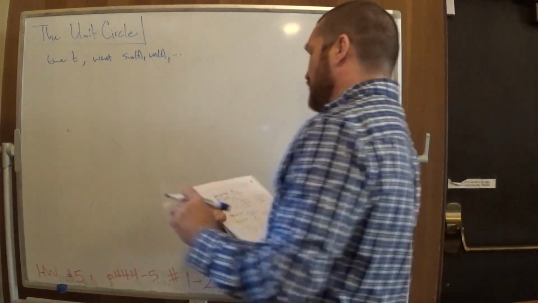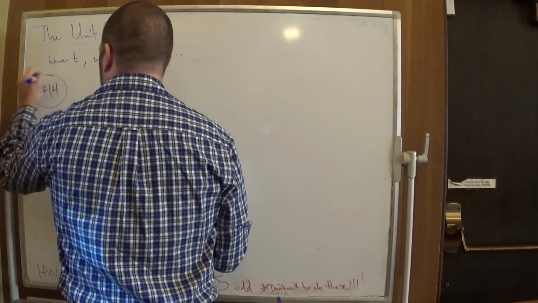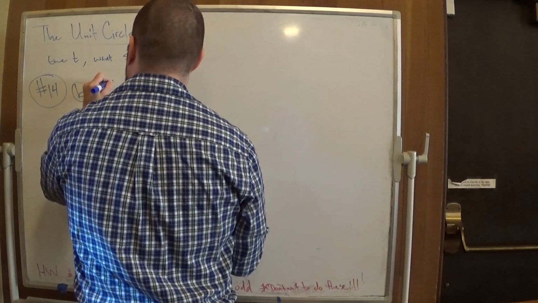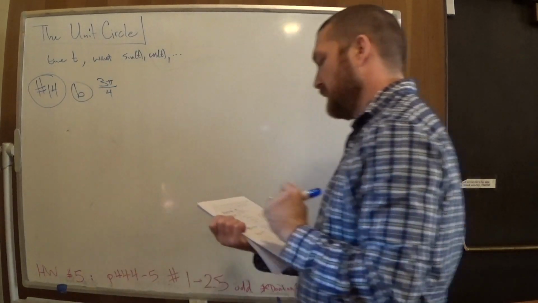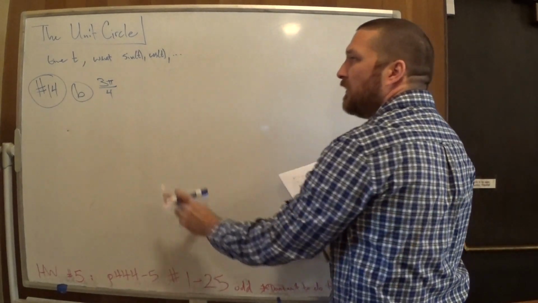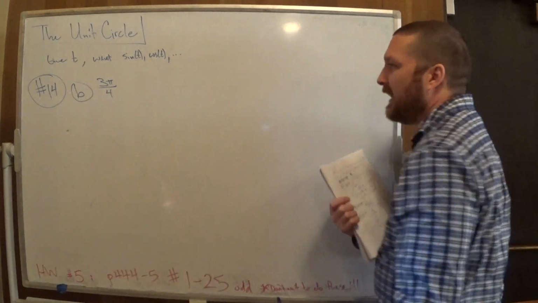So for instance, number 14. And I think each one has like an A and a B. Number 14b, it just gives you this. So what they want, that's your T. They want you to find sine of that, cosine of that, and all the above.